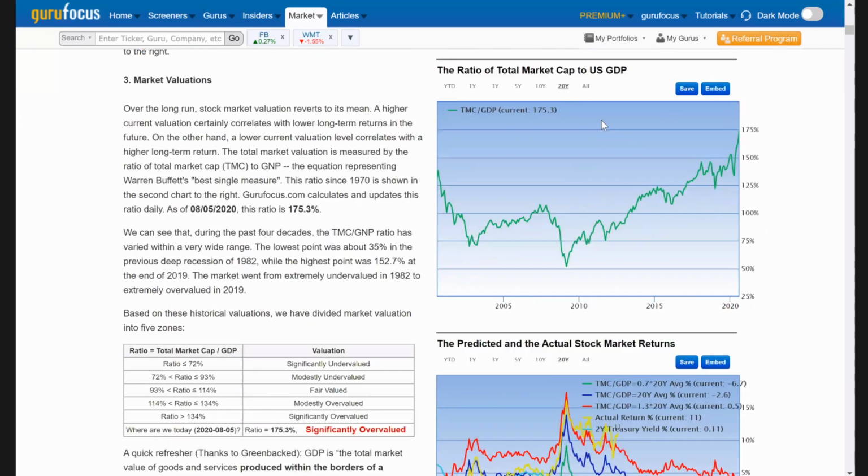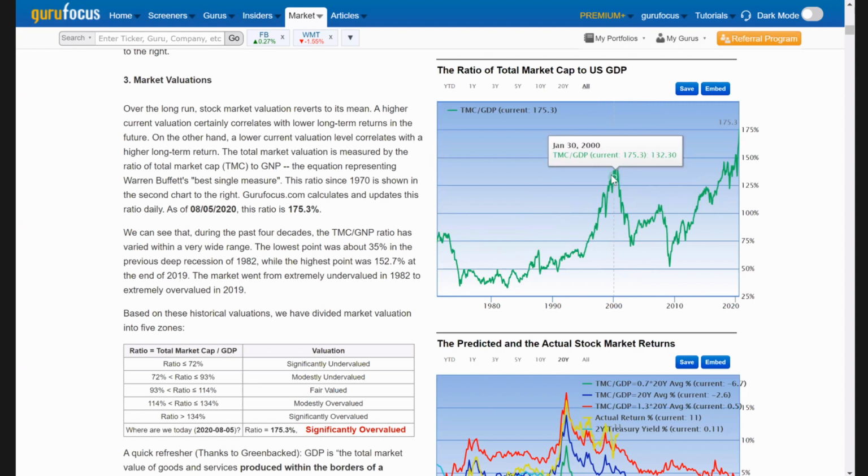It's still much higher than the 2000 tech bubble, but may not be as high as it indicates here. But the future return will still be very small.